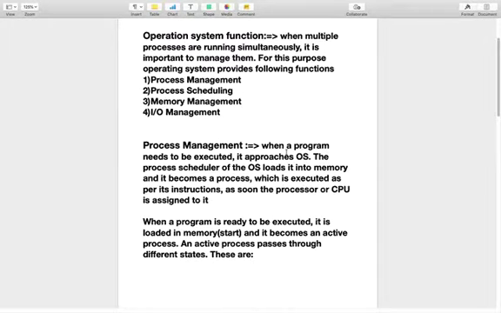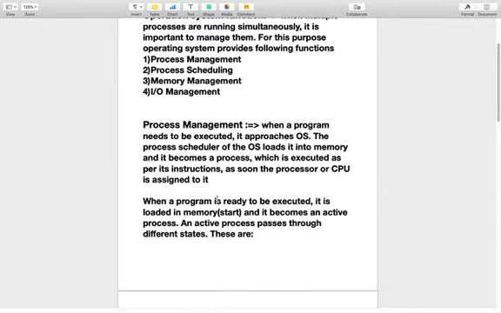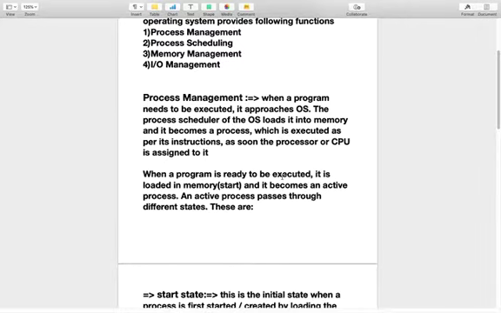When a program needs to be executed, it approaches the OS. The process scheduler of the OS loads it into the memory and it becomes a process. It is executed as per its instructions as soon as the processor or CPU is assigned to it. When a program is ready to execute, it is loaded into memory and becomes an active process.